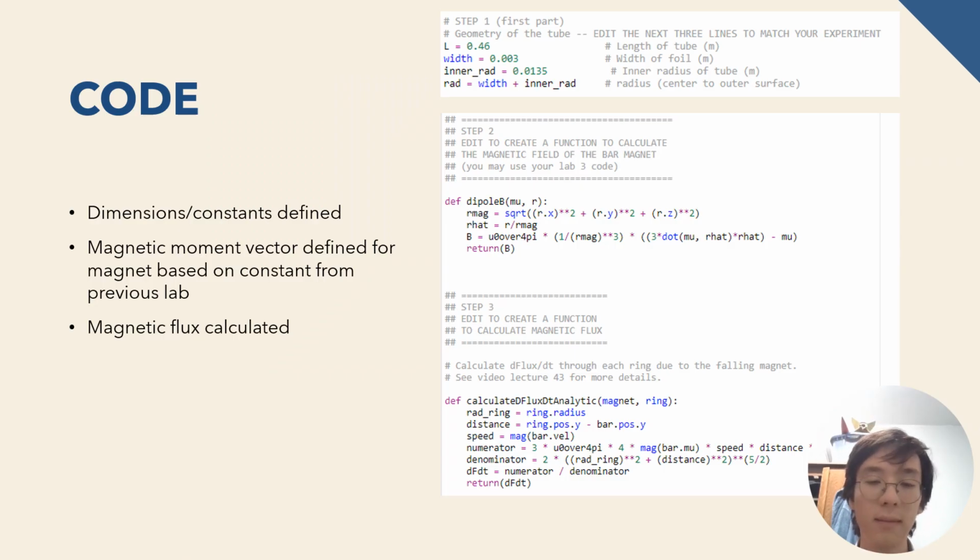So the code is as follows. We start by defining dimensions and constants as measured earlier. We develop a magnetic moment vector, which is based off of the measurements that we had taken in lab number 3, and we calculated a magnetic flux from that, from the falling magnet as it passes through the tube.